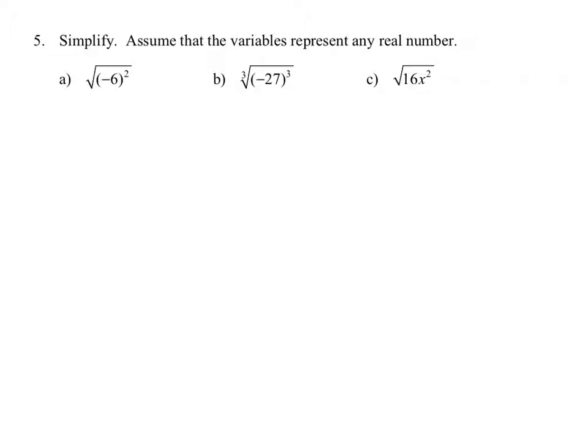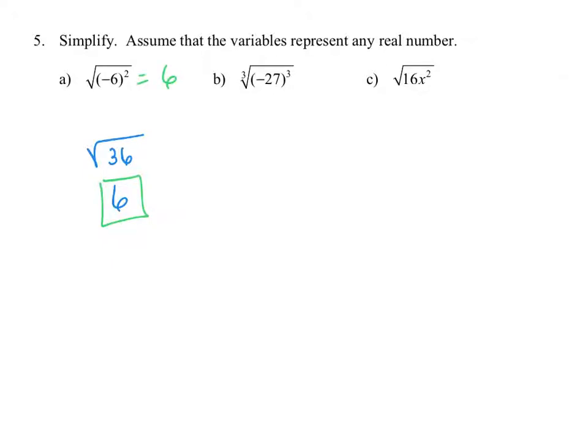Let's work on the square root of negative 6 squared. If you do the powers first, that's the square root of 36, and our answer is 6. Now 6 squared is 36, so our answer is 6.